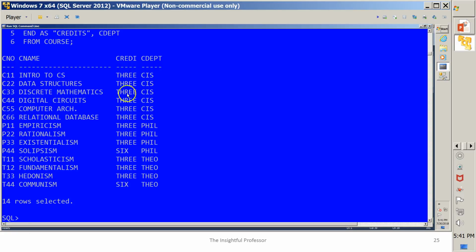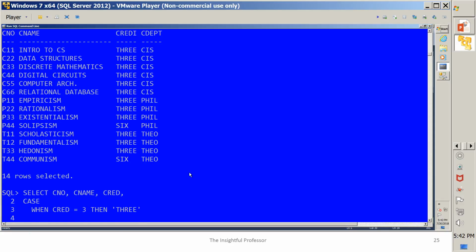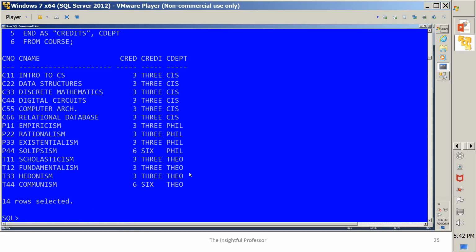Now, this is showing us the 3 and the 6. Probably makes sense, but just to be safe, I'm going to modify my query just a little bit. Why not show the actual numeric credit? That's what I'm going to do. And that way, we can get confident that we are getting the transformation occurring properly. There we go.